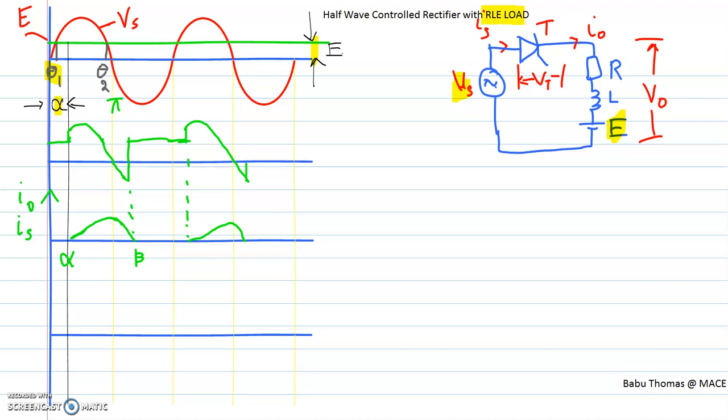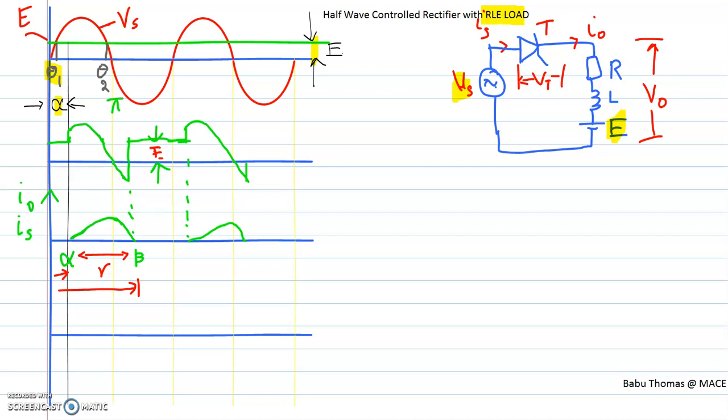And this is nothing but E, and the angle at which it is conducting. So this is nothing but alpha, this is nothing but beta, and this is nothing but your conduction angle gamma.